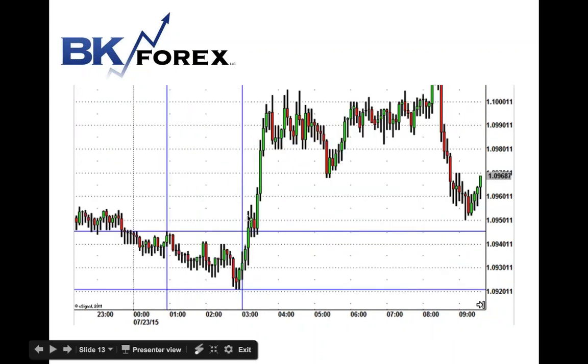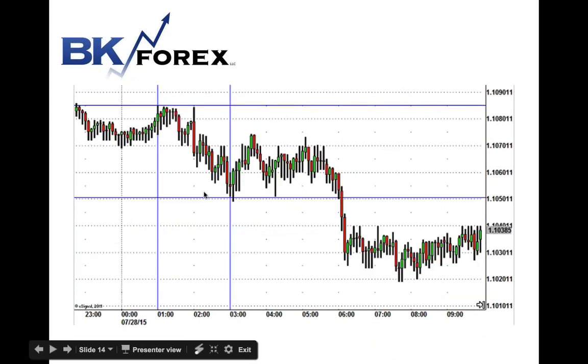Here's a big, big breakout above the 109.45s. Boom. Again, done in 10 minutes, right? Big runs, right? We just want to catch that big run off the range because that's very important.